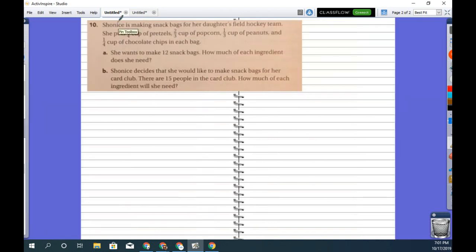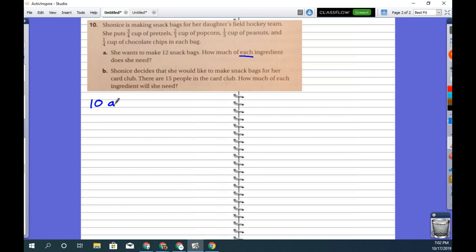Shanice is making snack bags for her daughter's field hockey team. She puts 3/4 of a cup of pretzels, 2/3 of a cup of popcorn, 1/3 of a cup of peanuts, and 1/4 of a cup of chocolate chips in each bag. She wants to make 12 snack bags. How much of each ingredient does she need? So of each ingredient, we're going to have to multiply each of them by 12, and we should label what we're doing.